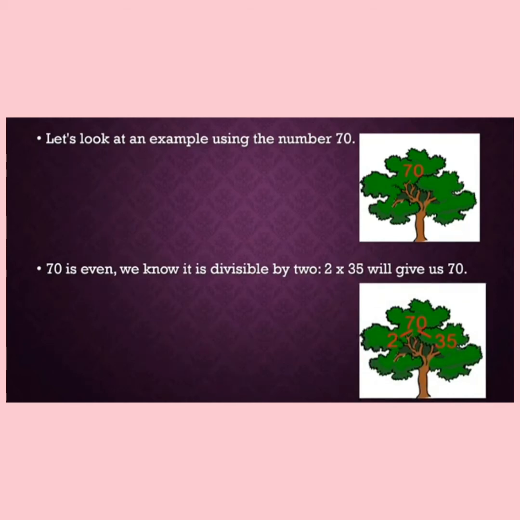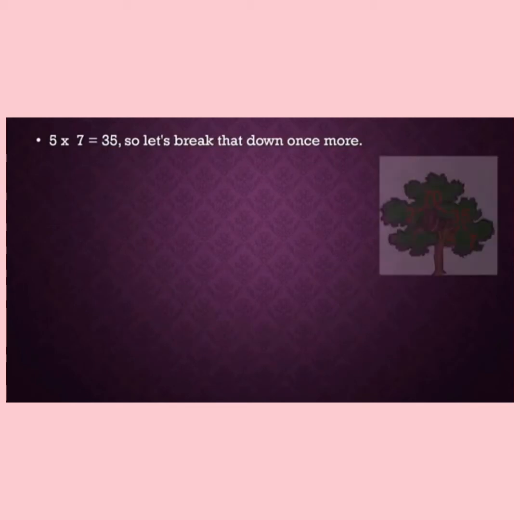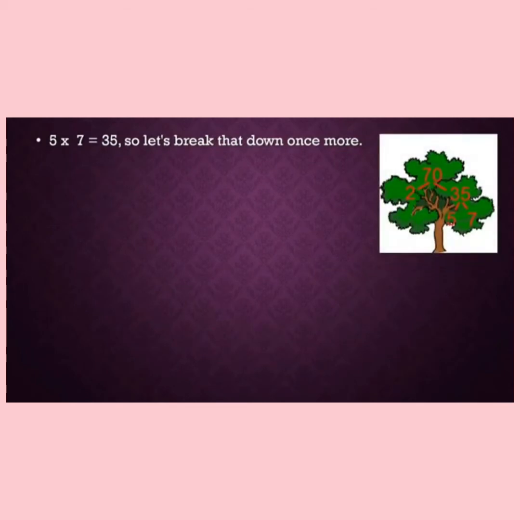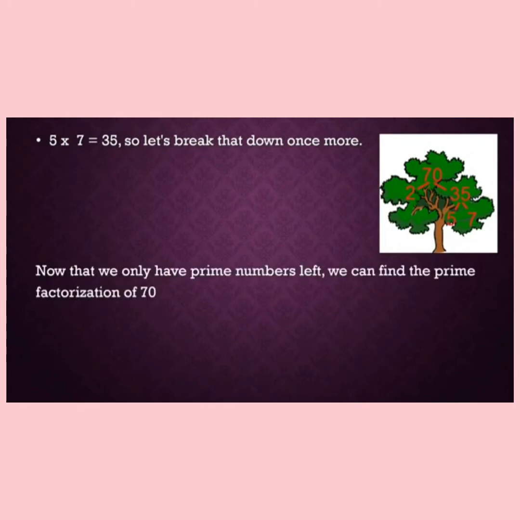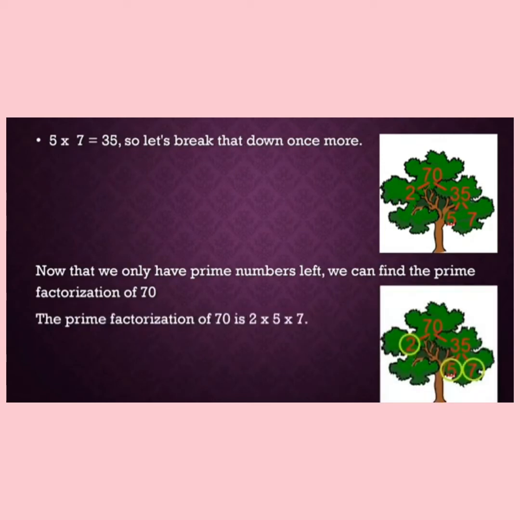What factors will give us a product of 35? 5 into 7 is equal to 35. So let's break that down once more. The numbers we are left with cannot be broken down any further. Now that we only have prime numbers left, we can find the prime factorization of 70. The prime factorization of 70 is 2 into 5 into 7.